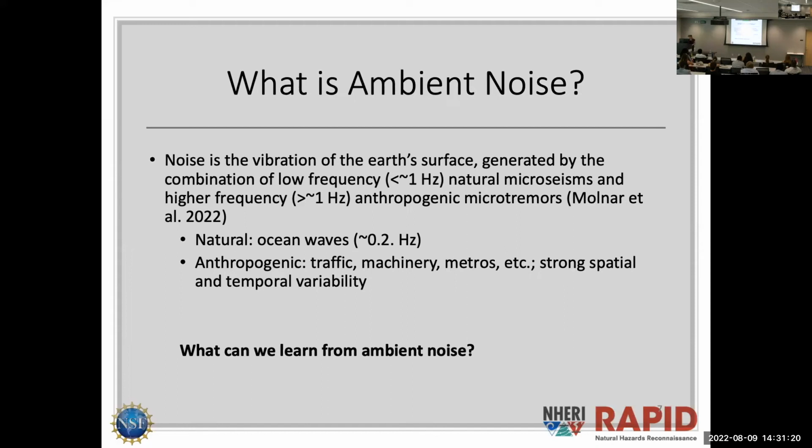Ambient noise consists of all sources of largely surface wave energy on the Earth. It consists largely of natural sources like ocean wave vibrations, but also anthropogenic or human causes like traffic, machinery, or other transient noises that really vary by the time of day and the city that you're in. And we can learn a lot by recording them.